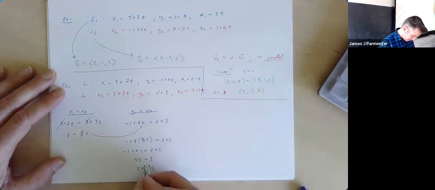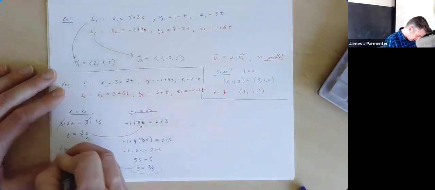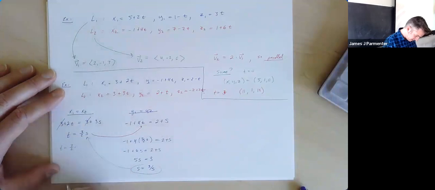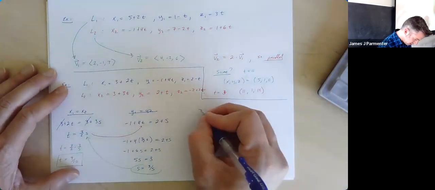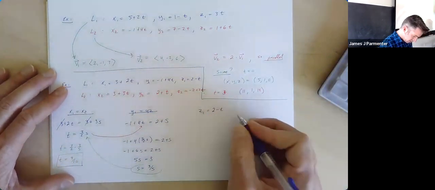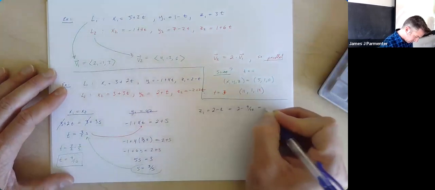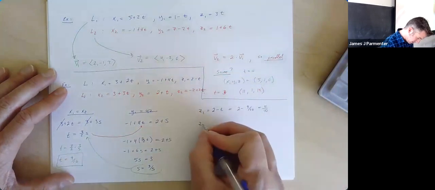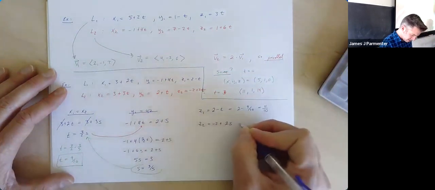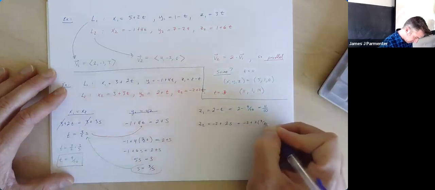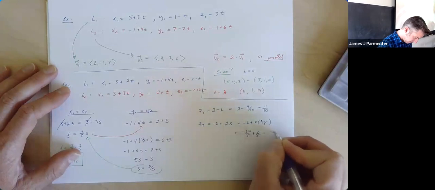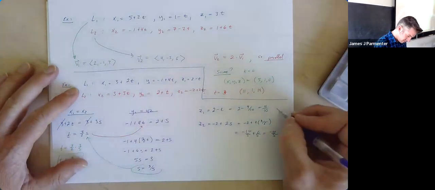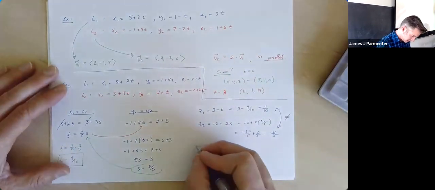And then we plug that back into the previous one to get our t value. That's going to give me t equal to 3 halves times 3 fifths, which is 9 tenths. Okay. And then we go to the z's. z1 is equal to 2 minus t, which is 2 minus 9 tenths, which is 11 tenths. z2 is going to be -2 plus 2s, which is -2 plus 2 times 3 fifths. It's definitely not going to equal 11 tenths. It's going to be -10 fifths plus 6 fifths, which is -4 fifths. So they're not the same. These lines are skew.